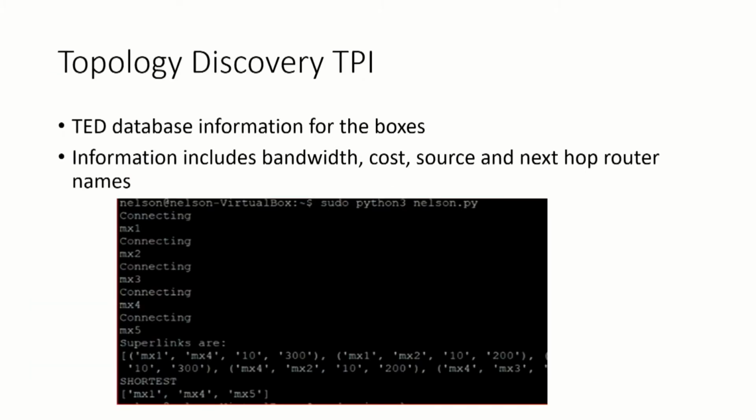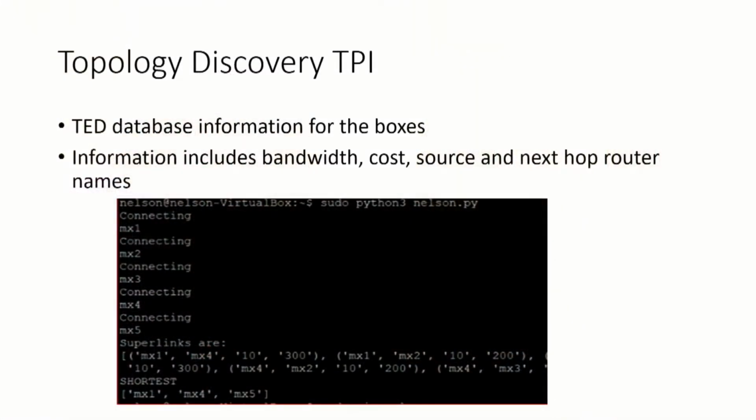We mainly used Python for all our coding. So we used the Juniper PyEZ library to make a remote procedure call on all the devices. We connected to each device, and we got the TED database information in JSON format. And then we parsed through the JSON to get the relevant information, which was the source router, destination router, reservable bandwidth, and the cost which we were looking for.